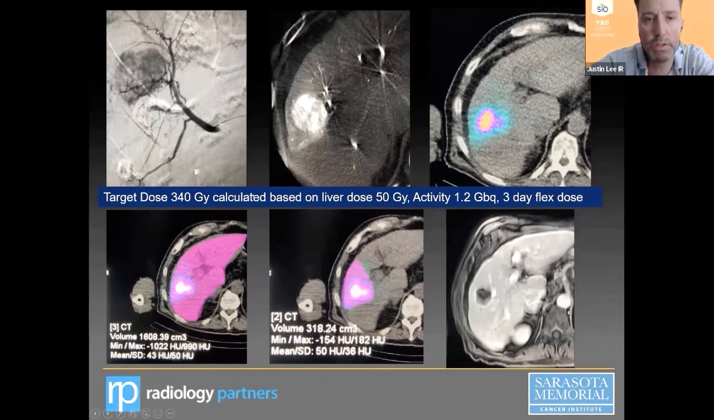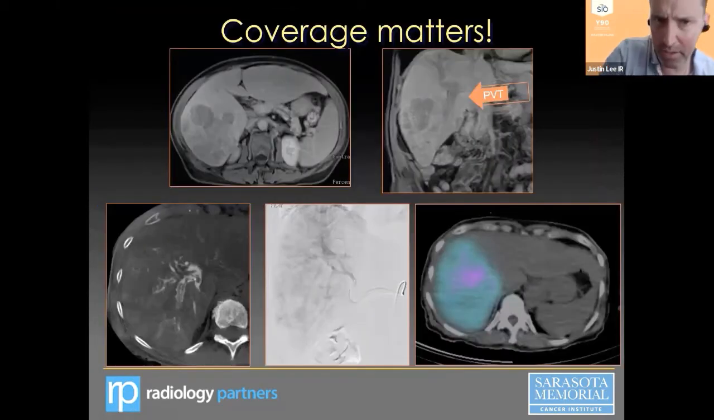Here what we use is a target dose based on the background liver dose of 50 gray because we're willing to throw the baby out with the bathwater here. The activity was about 1.2 GBq and we used a 3-day flex dose, trying to achieve a target dose of 340 gray. This is kind of like from the SARA trial. This is one where coverage matters.